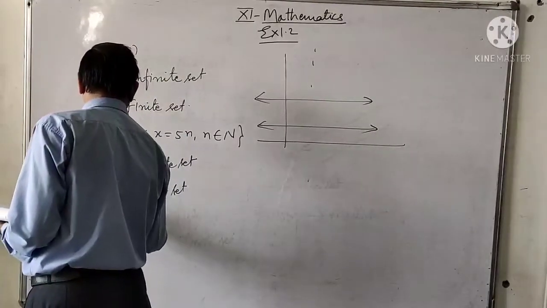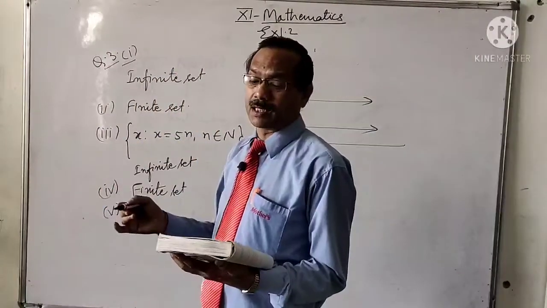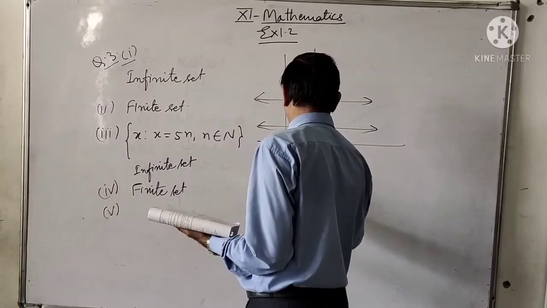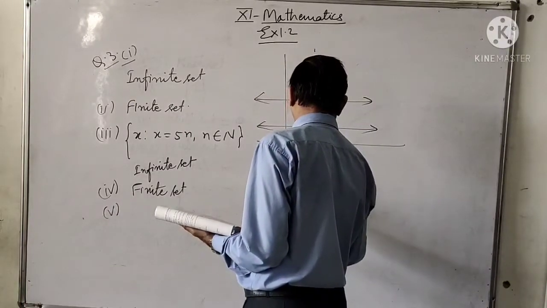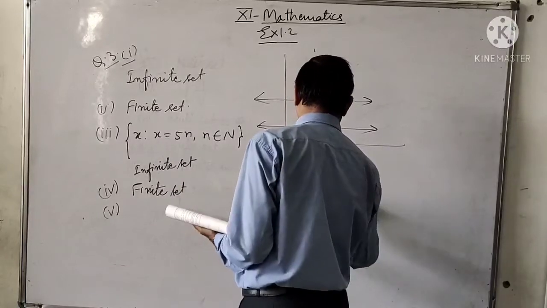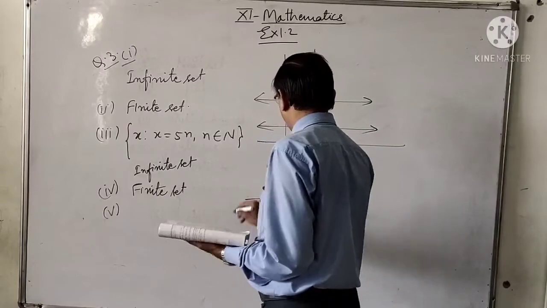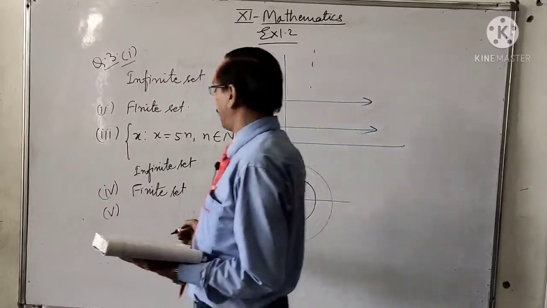Then set of the circles passing through origin. Since from origin there are infinite circles that can be drawn. We can draw an infinite number of circles, so it is an infinite set.